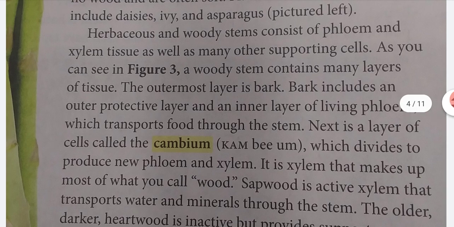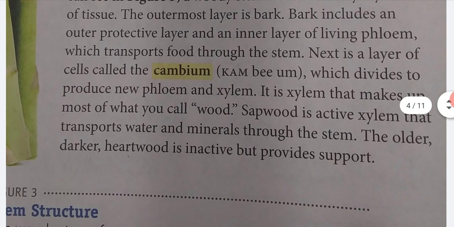Herbaceous and woody stems consist of phloem and xylem tissues as well as many other supporting cells. As you can see in Figure 3, a woody stem contains many layers of tissue. The outermost layer is bark. Bark includes an outer protective layer and an inner layer of living phloem, which transports food through the stem. Next is a layer of cells called the cambium, which divides to produce new phloem and xylem. It is xylem that makes up most of what you call wood. Sapwood is active xylem that transports water and minerals through the stem. The older, darker heartwood is inactive but provides support.